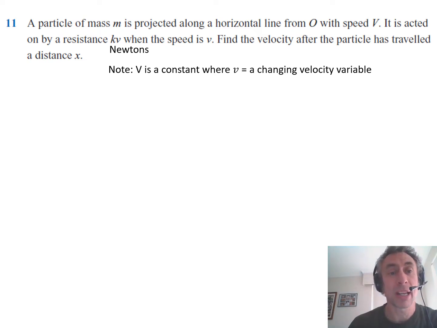Here's a question, have a go at it. A particle of mass m is projected along a horizontal line from the origin with a speed of v. It is acted upon by a resistance kV newtons when the speed is equal to v. So because it's moving in one direction, we can align velocity with speed. Find the velocity after the particle has traveled a distance x. So you need to find that connection between v and x given the initial information.